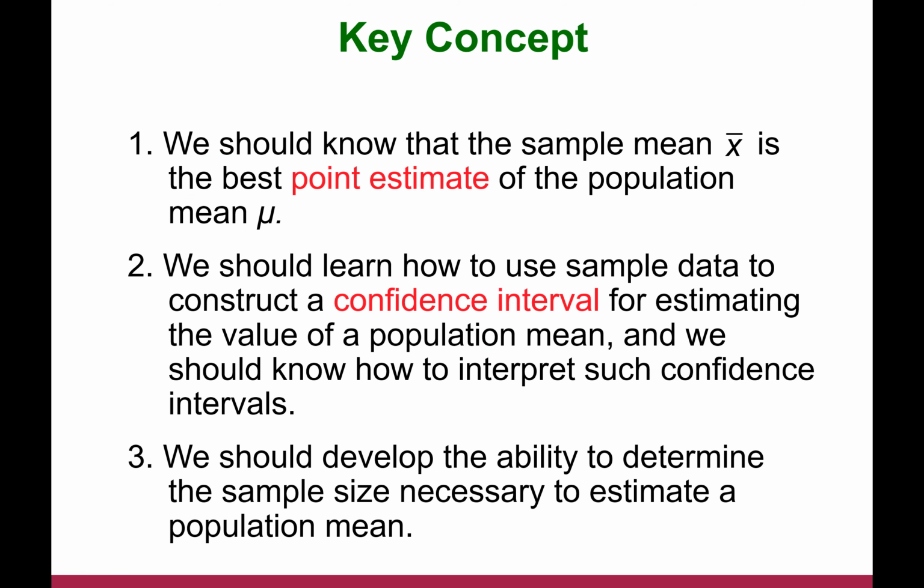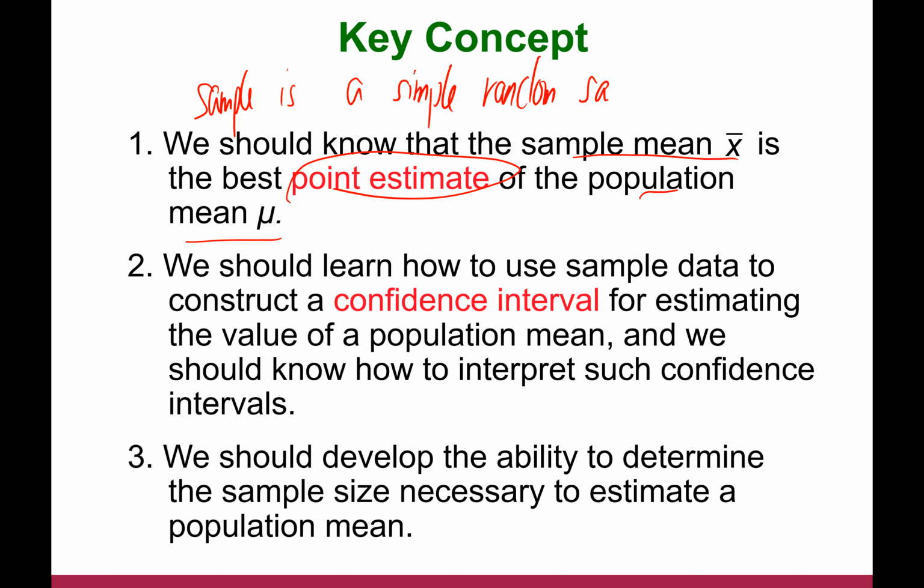So the sample mean x bar is the best point estimate of the population mean mu, assuming the sample is a simple random sample. And we will learn how to use the sample data to construct a confidence interval for estimating the value of the population mean mu. And then we learn how to interpret those confidence intervals.